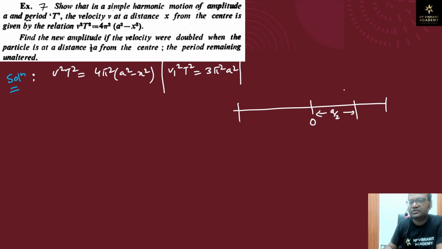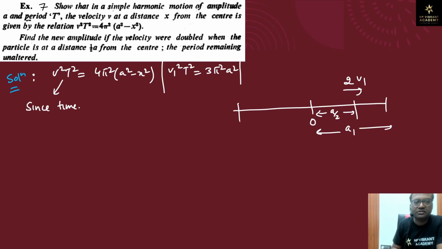Now in the second part, what we are having is that at a distance a by 2 from the center, the velocity is 2v1. So what will be the new amplitude? Let the new amplitude be a1. So let us put this in this particular equation.